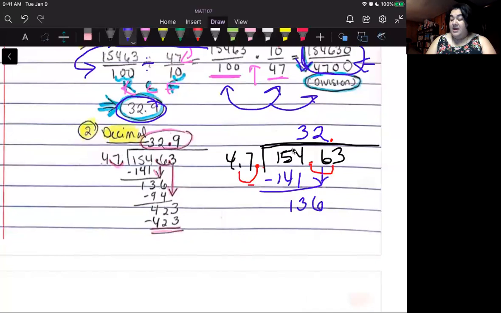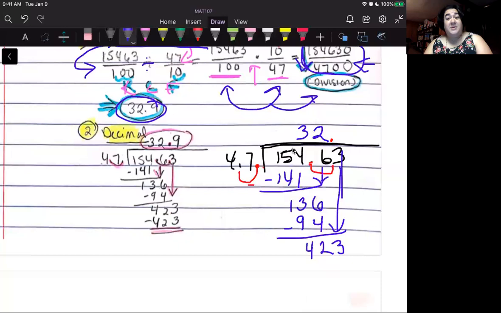2 times 7 is 14, carry the 1. 2 times 4 is 8, and 1 is 9. So I do my subtraction there. 6 minus 4 is 2, and 13 minus 9 is 4. 47 can't go into 42, but again, I still have a nice friendly number to bring down. So this becomes 423. Now note that because I am now bringing down the 3, I am on the right of the decimal, but it doesn't matter. My decimal is already in my problem, so I don't have to worry about adjusting as to where the decimal is going to be in my answer.